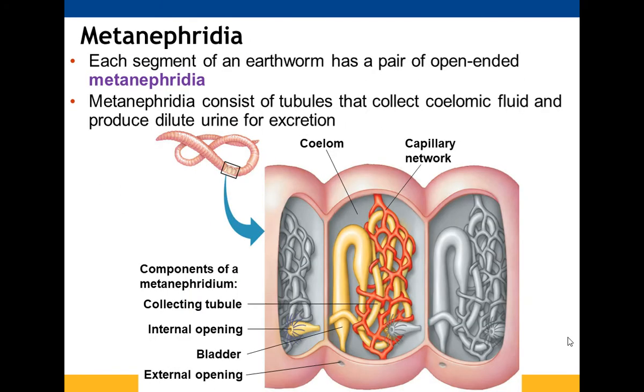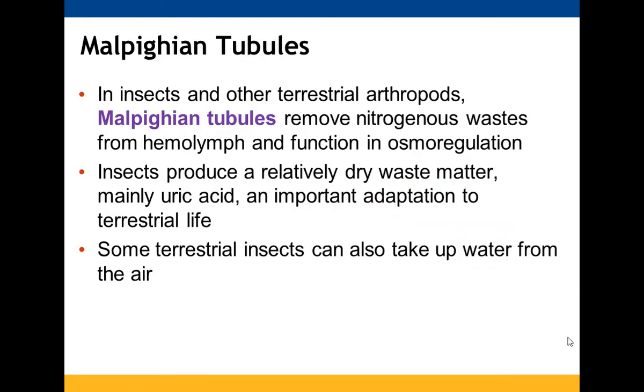Metanephridia are found in earthworms. Each segment has one of these. They consist of tubules that collect coelomic fluid, and they are able to produce urine. Malpighian tubules are found in insects. They are able to remove nitrogenous waste from hemolymph and produce uric acid.